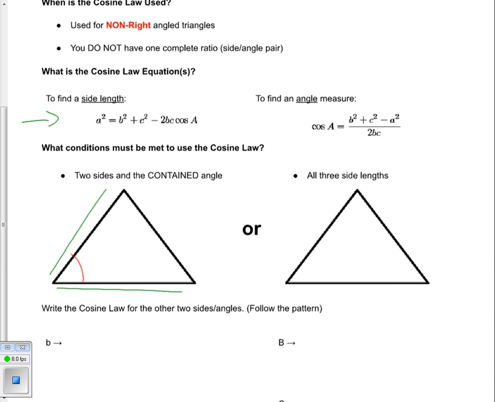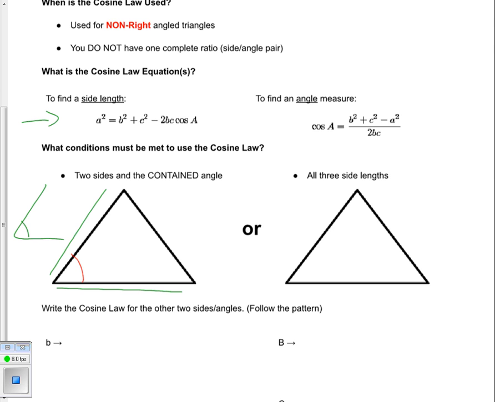Okay, I like to call this the scissor pattern. This is what we call the scissor pattern. So if we have the scissors, then we're good. Okay, so if you have the scissor pattern, then you can use cosine law to find an unknown side length.